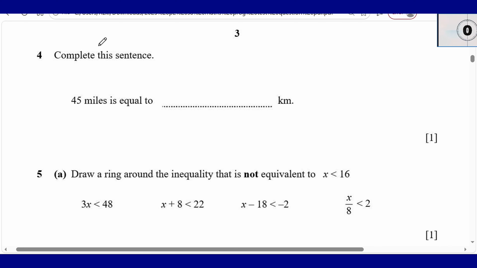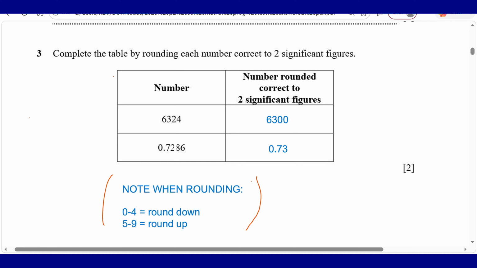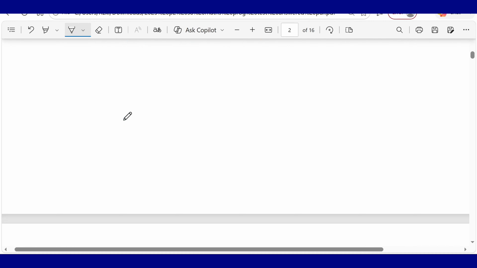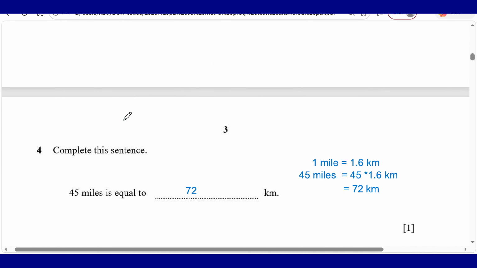Okay, let's check it out guys. So we'll have 45 miles is 72 kilometers. 1 mile is 1.6 kilometers for the Stage 8 mathematics progression test. So for 45 miles, we just have to calculate this with a calculator. We'll get 72 kilometers. Alright, let's move on.